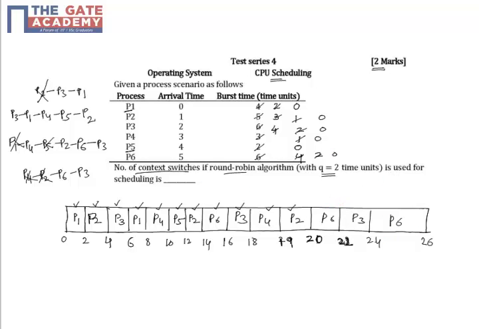Now let's count the number of context switches. This is context switch number 1, 2, 3, 4, 5, 6, 7, 8, 9, 10, 11, 12 and 13. So the number of context switches is 13. You need not count the last context switch. The data of P6 will also be saved at the end of P6, but you need not count that last context switch. So the number of context switches is 13, and 13 is the answer.